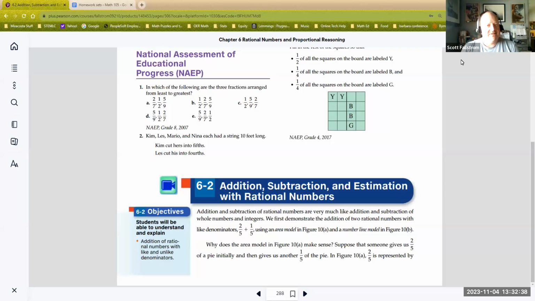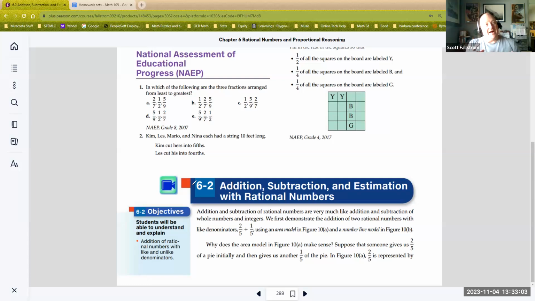Welcome back, students. 6.2. Now that we've talked about what rational numbers are, how we can put them in order, how we can change the way they look using FLOF, the fundamental law of fractions, so that we can rewrite them in a way that makes more sense to us at times, we're going to see what we can do to actually add the values together.